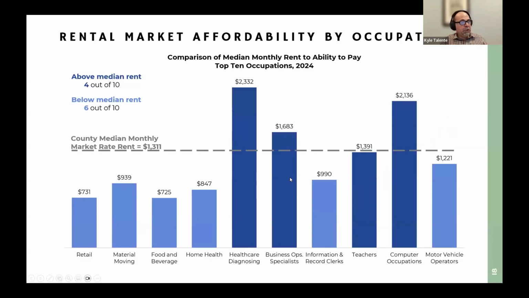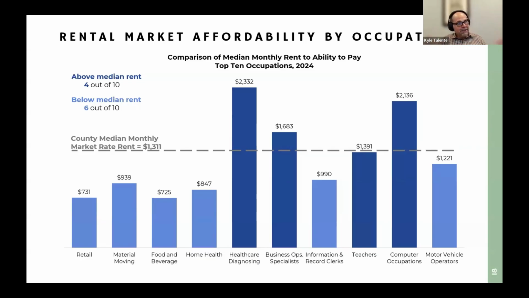So this next graphic shows you, we're going back to the 10 largest occupations in the county and what they would be able to afford in a monthly rent, which is those blue bars, if they spent 30% of their income on housing, on an apartment. And then the gray dash line is what the median rent is today.